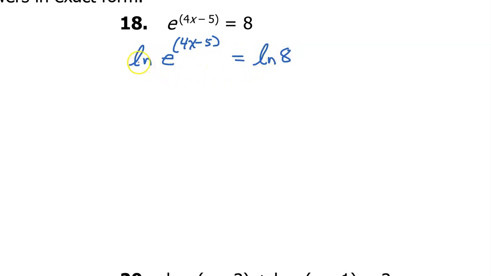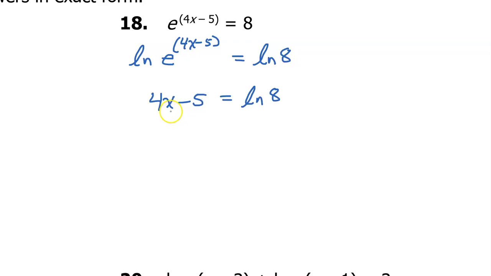Well, if you take the natural log and with a base e, these are going to cancel each other out. So you're going to end up with simply 4x minus 5. Natural log is base e. It's understood to be base e. So you have a log base e and a base e. They cancel each other out. So we have 4x minus 5 is equal to the natural log of 8.